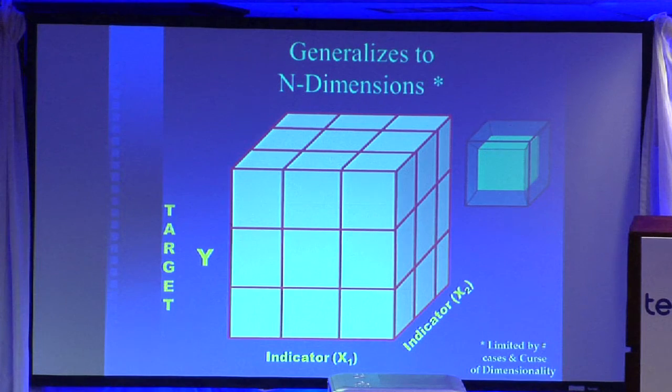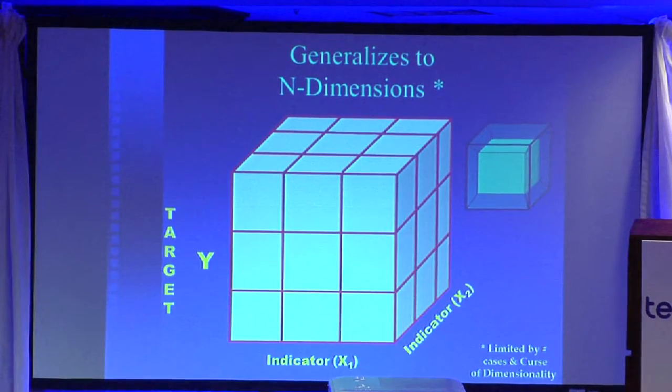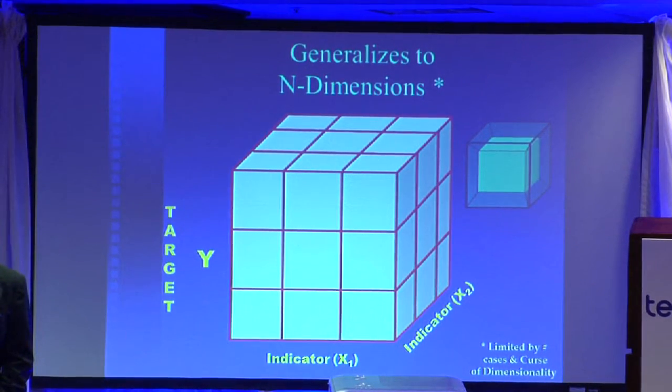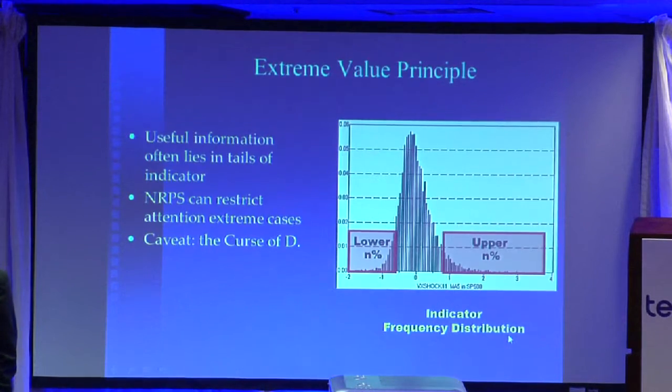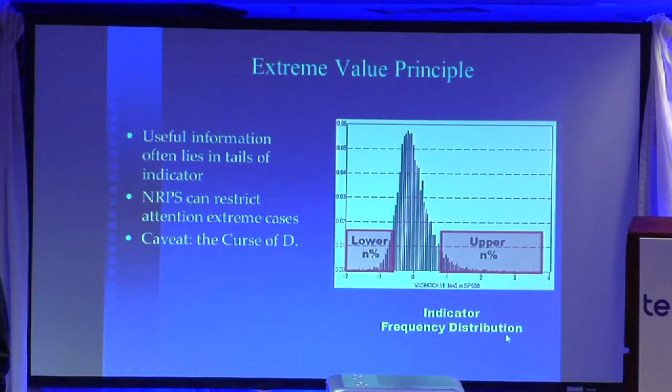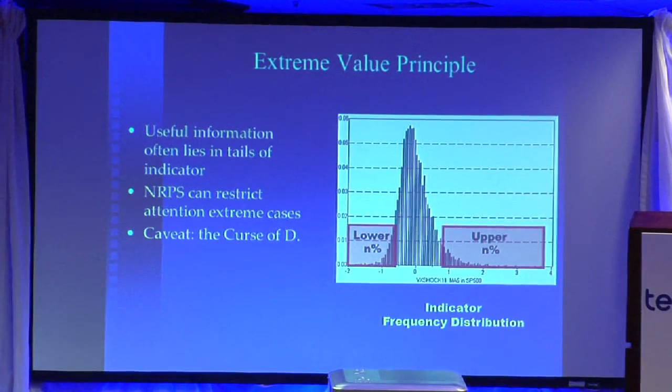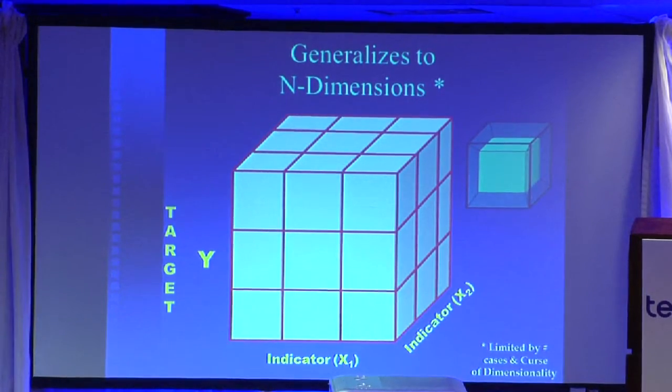That's supposed to be a 4-dimensional cube up in the corner. But the problem is the curse of dimensionality comes back to bite us again, because as you go up in dimensions, the number of cells goes up exponentially, and the cell counts go down to the point where there's nothing in any of the cells, or in many of the cells.